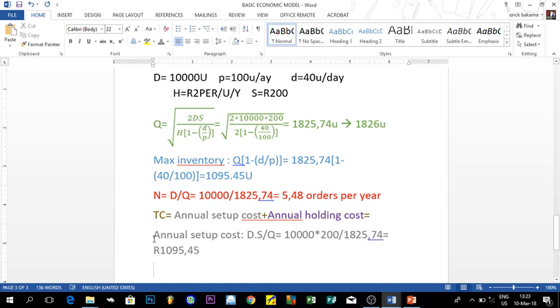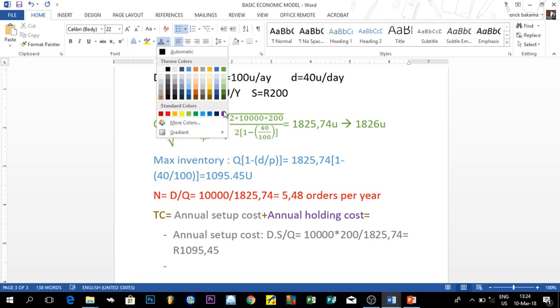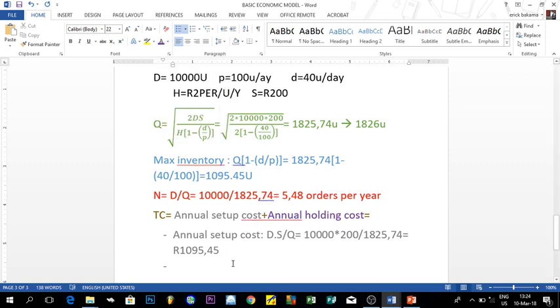But now remember that this is a cost, so the number of units we're going to keep it like that. So this is the annual setup cost. Now what we need to calculate again is the annual holding cost.